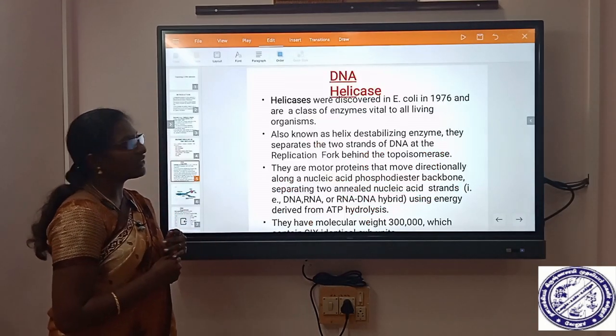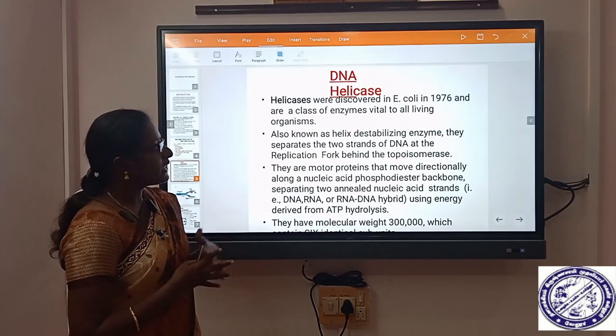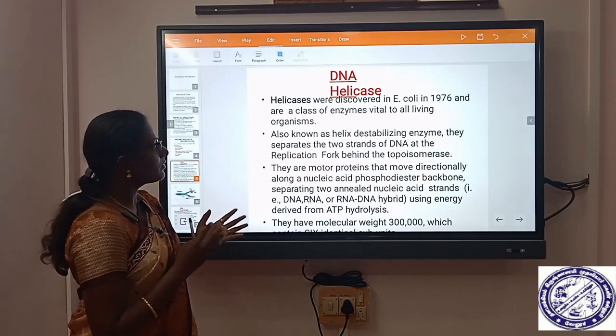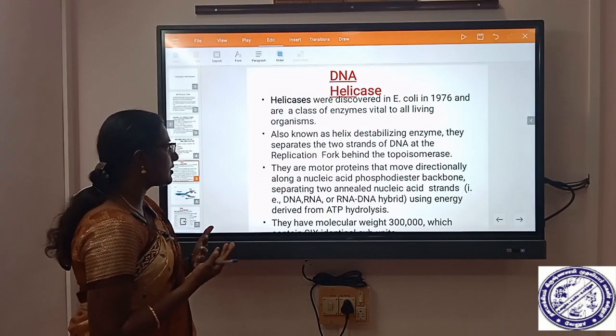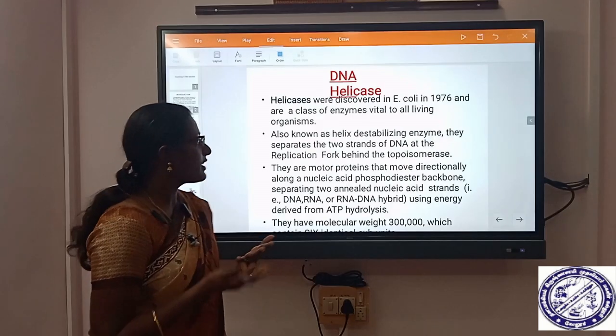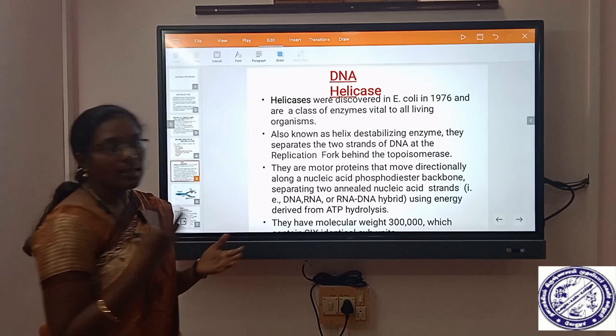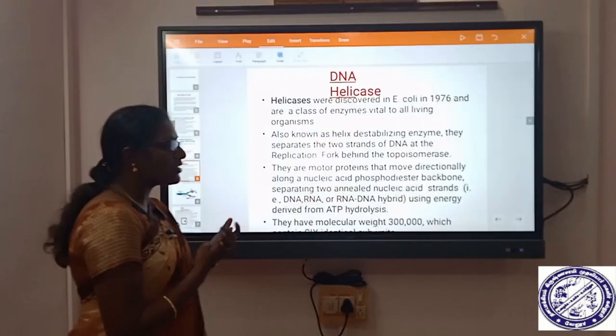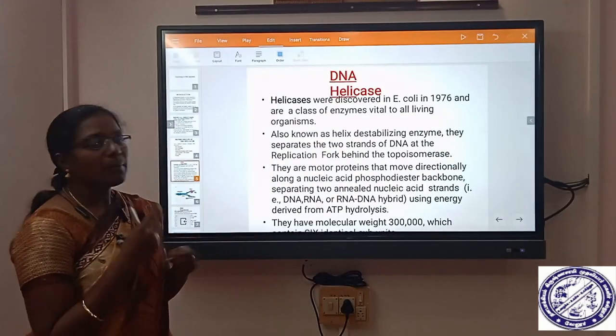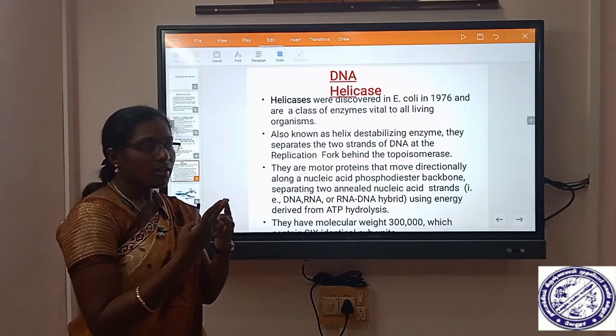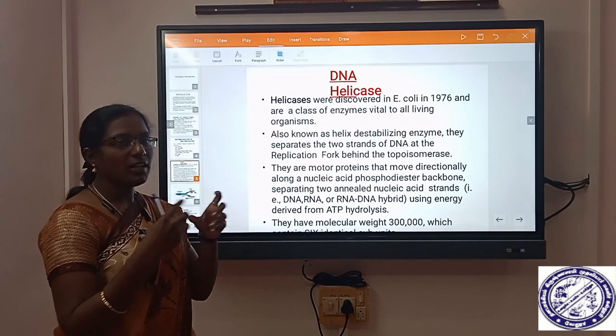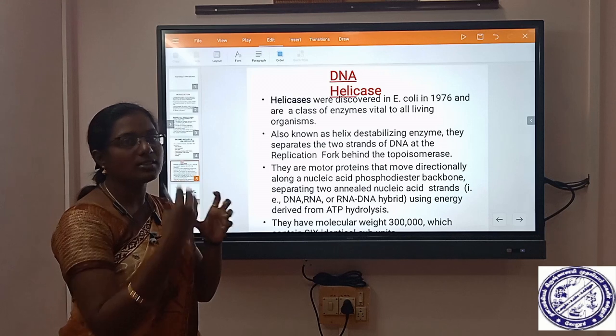Helicase was discovered in E. coli in 1976. It is a class of enzymes found in living organisms, also known as helicase unwinding enzymes. It separates the two strands of DNA at the replication fork, so that the double strand is separated into single strands.